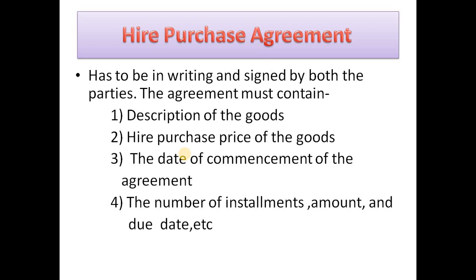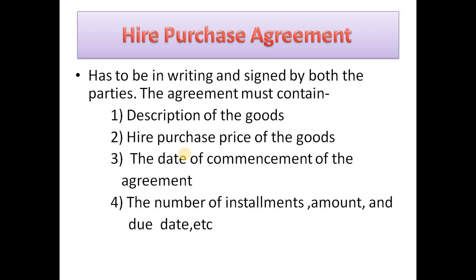Then what are the contents of this hire purchase agreement? Description of the goods, a detailed description: what are the goods, the quantity, the quality, the size, everything is mentioned in the hire purchase agreement. Hire purchase price of the goods: here the hire purchase price along with the cash price and interest and all those things in detail is going to be mentioned. Date of commencement of agreement, when the agreement is going to commence, and the number of installments, maybe 12 installments, 24 installments, 36 installments, whatever it may be.